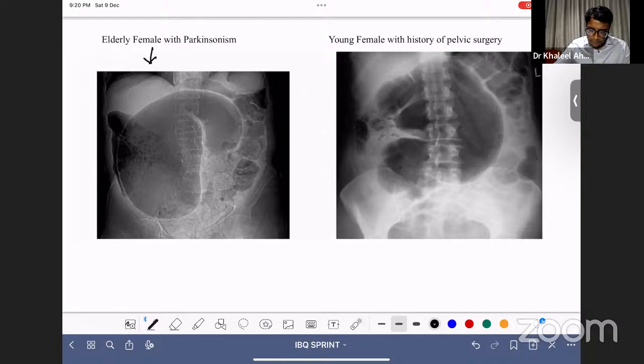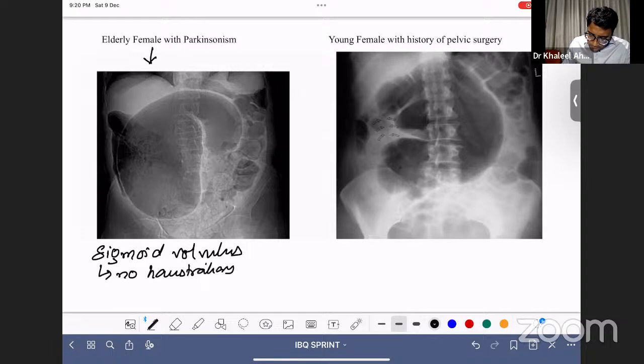What is this first radiograph? This is the classic coffee bean appearance, sigmoid volvulus, right? Very nice. So sigmoid volvulus, the coffee bean. In sigmoid volvulus, please appreciate there are no haustrations, and there are two loops that are seen. You can see this is one loop and this is the second loop. So this is sigmoid volvulus.